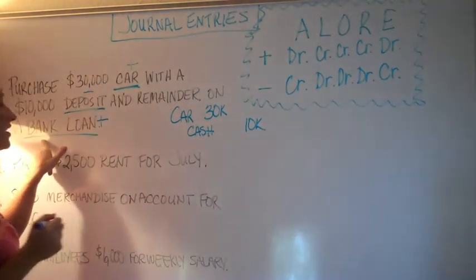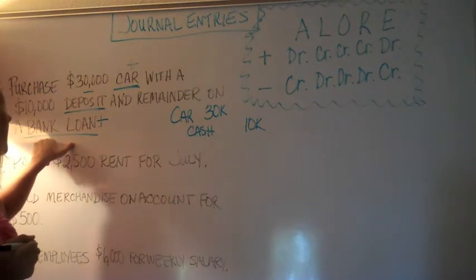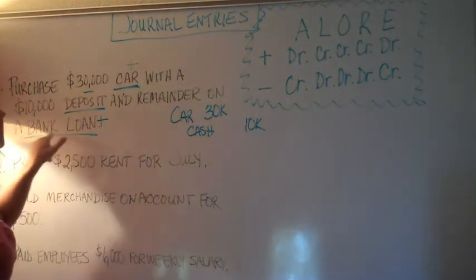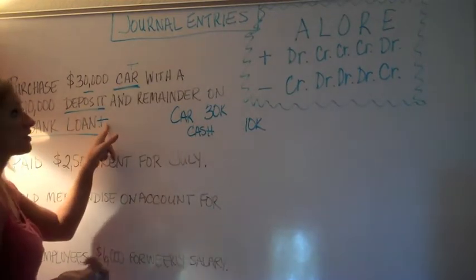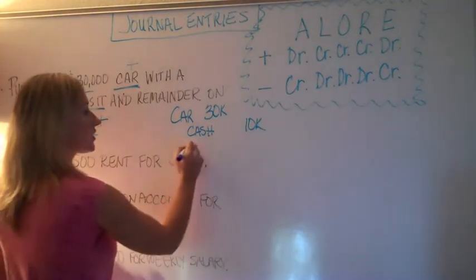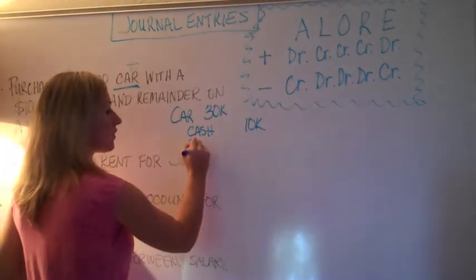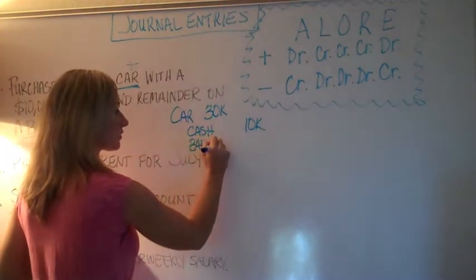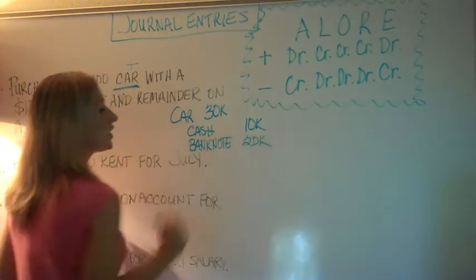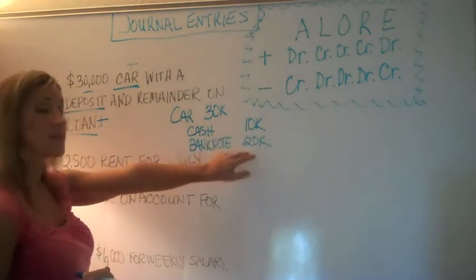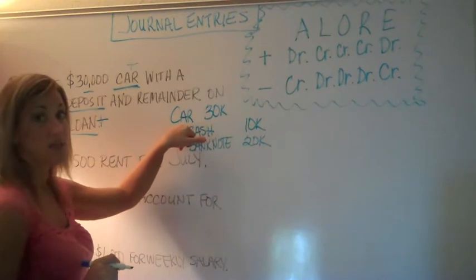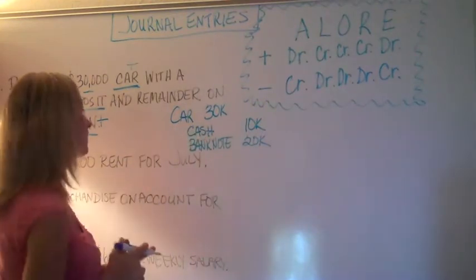And then our final piece is the bank note. It is going to be for the remainder, which would be the $20,000. It's classified as a liability. It's increasing. ALORE tells us liabilities increase with a credit. So I'm going to put bank note for $20,000. If I add up both of my credits, $20,000 plus $10,000, that equals the $30,000 that we've got as our debit in the car, so we're good to go with that entry.